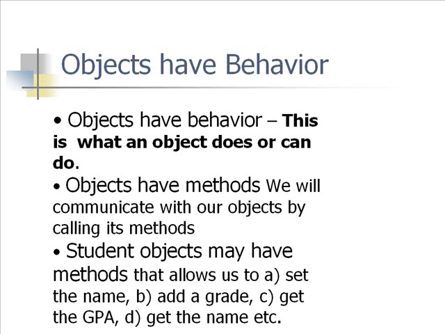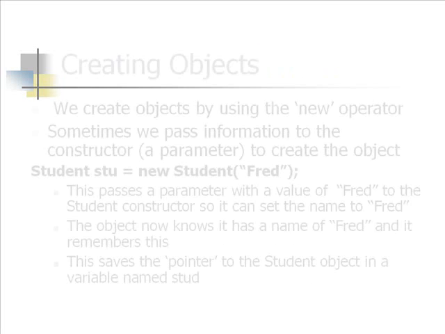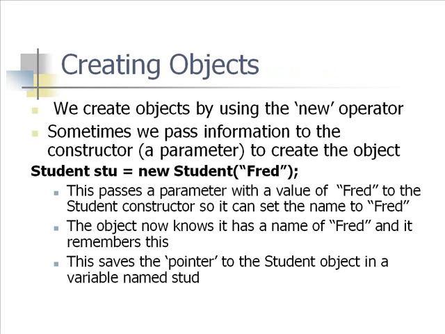Our student objects might have a method that we can set the name, get the name, add a grade for a class, get the GPA, etc. That's the behavior. That's how we're going to access our objects. In order to access our object, first thing we have to do is create an object. Usually in this class we'll be creating and manipulating objects in a class with a main method. That's going to be our driver.